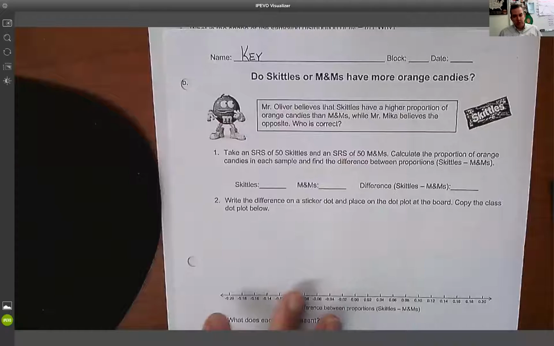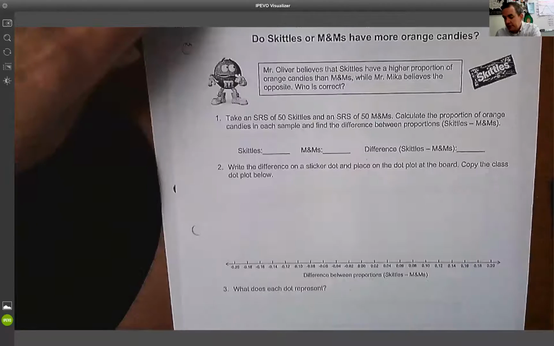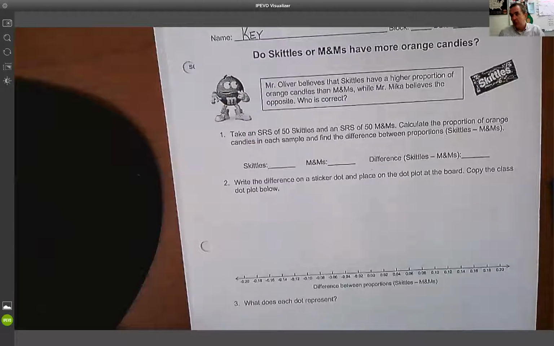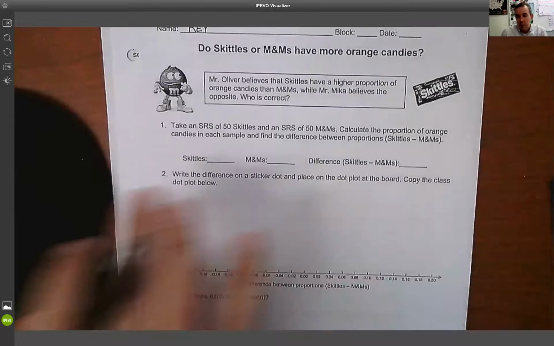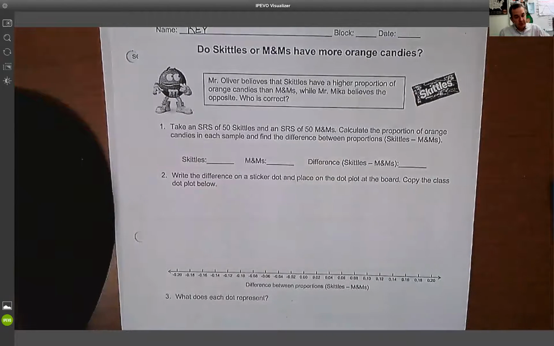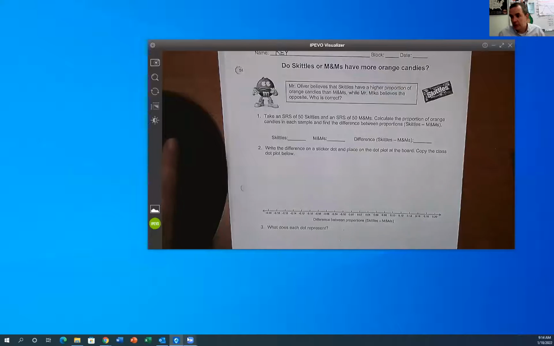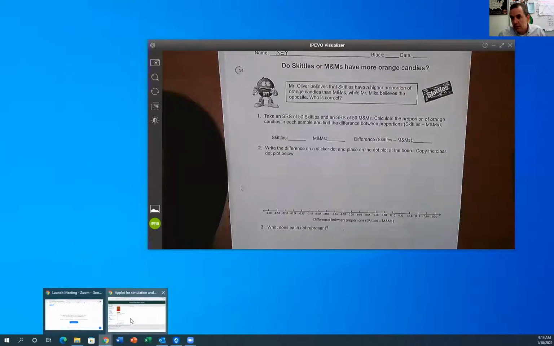What we're looking at here is whether Skittles or M&Ms have more orange candies. We're going to go through the process of taking samples of 50 Skittles and samples of 50 M&Ms virtually and try to figure it out. So here's what I mean. You're going to jump to here.